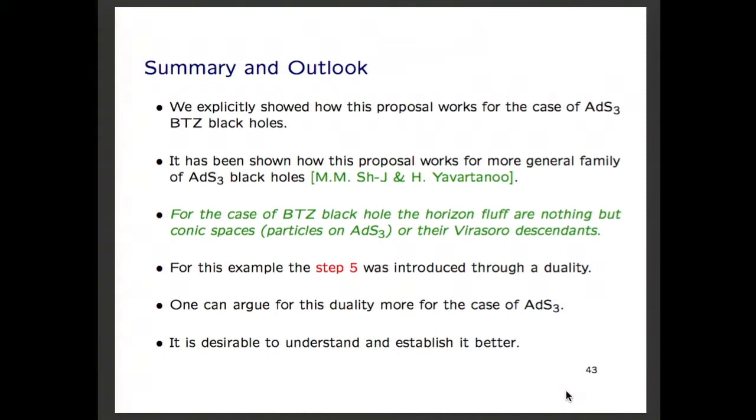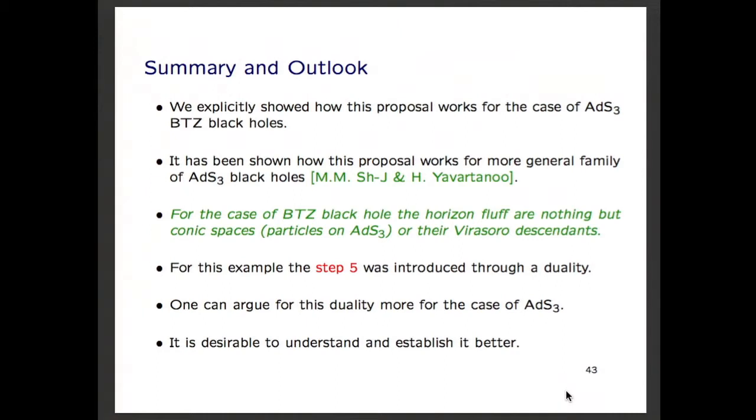We could also show that, if this proposal is going to be true, any Virasoro descendant of a BTZ black hole should have the same entropy. And we actually have shown this is true. Namely, the set of microstates for a descendant of a BTZ black hole is not exactly the same as the microstates of BTZ, but their number is the same. So the entropy in the end is independent of the Virasoro excitation.